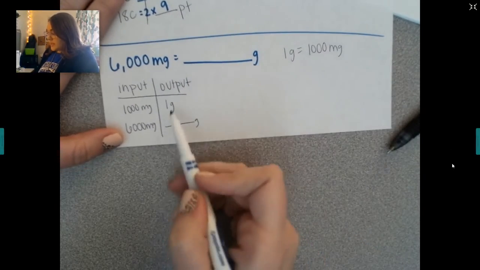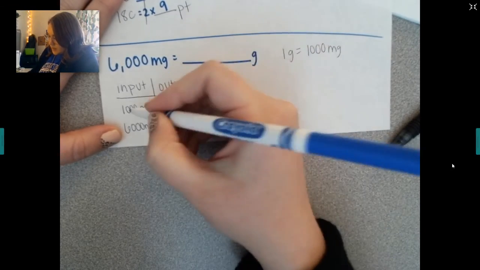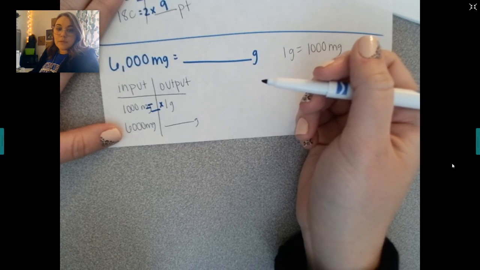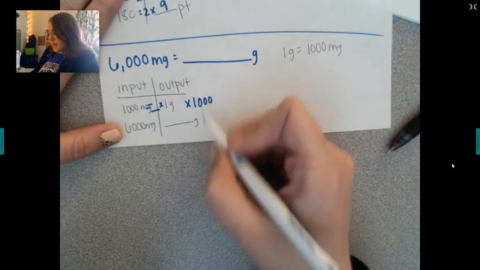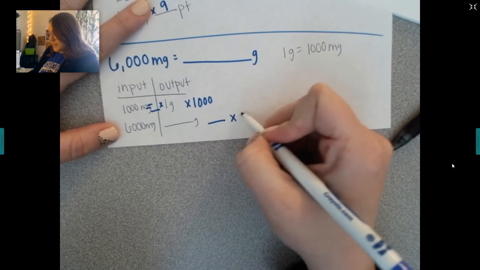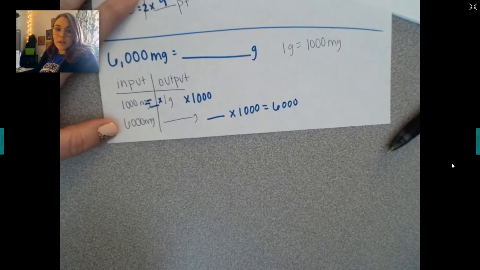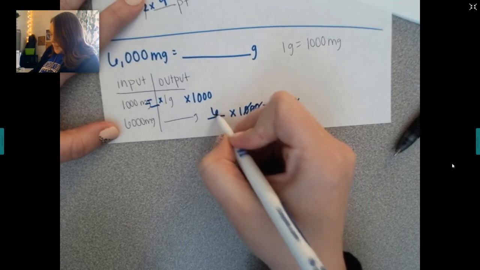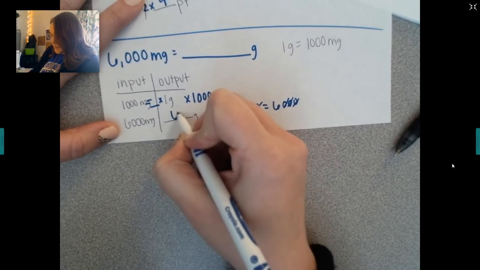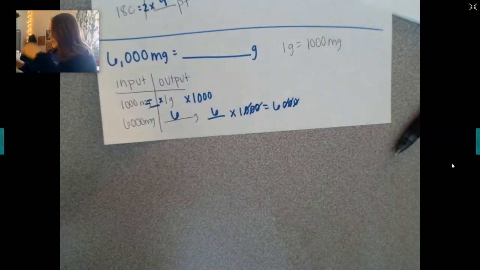Okay, so since this side is smaller, I'm going to do it backwards. 1 times what will give me 1,000? 1,000, right? So my rule is times 1,000. So what times 1,000 will give me 6,000? Remember, they have the same amount of zeros, so 6 times 1,000 will give me 6,000, right? I hope that that's the answer you got.